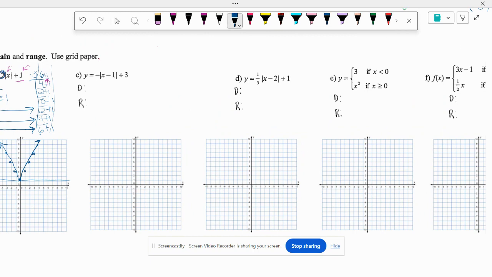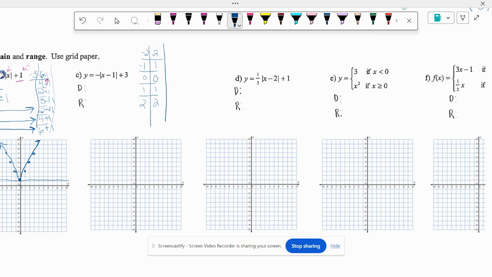I'm just going to write down -2, -1, 0, 1, and 2. We're just going to transform that. So the absolute value of -2 is 2. The absolute value of -1 is 1, 0, 1, and 2.